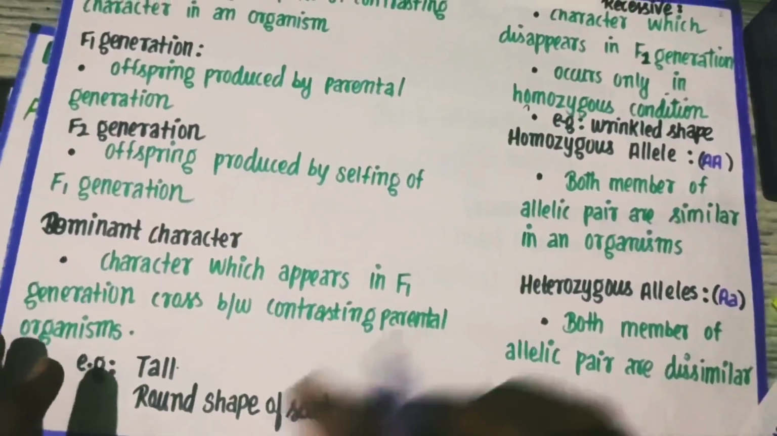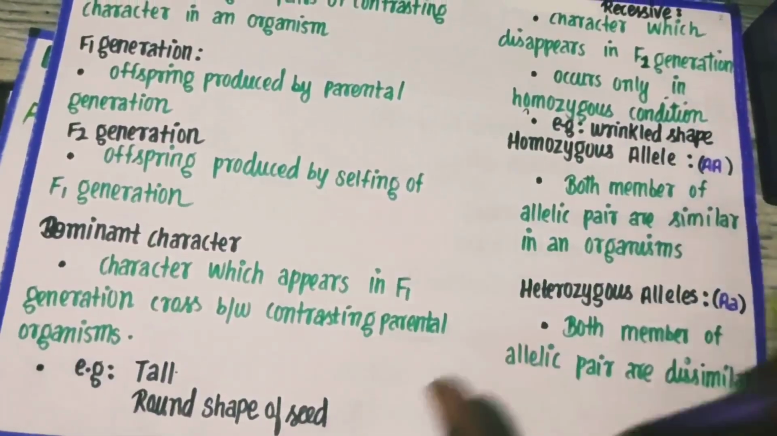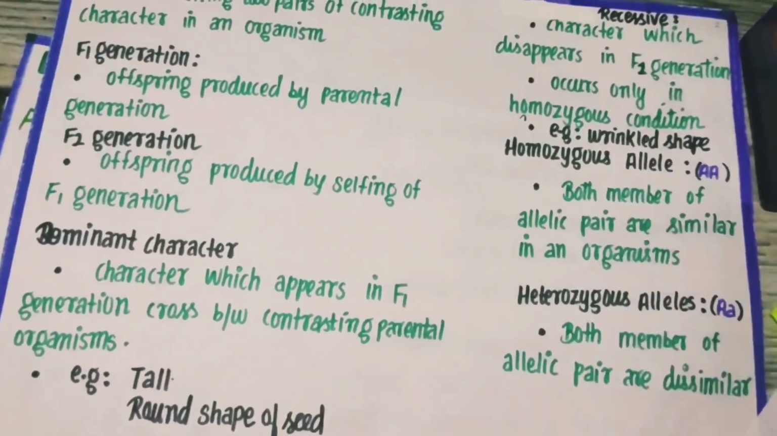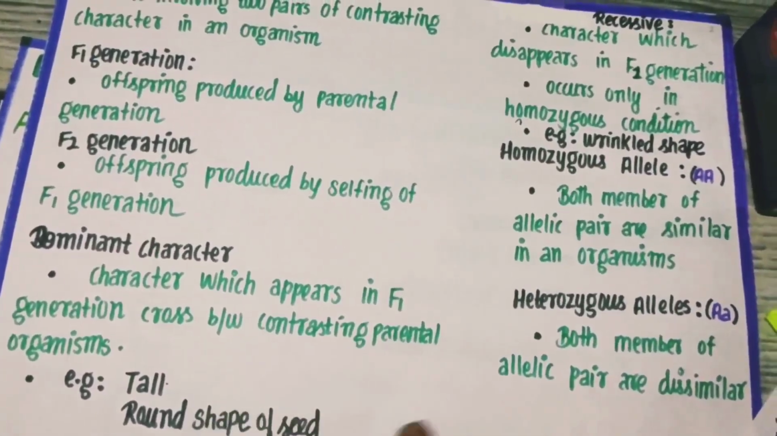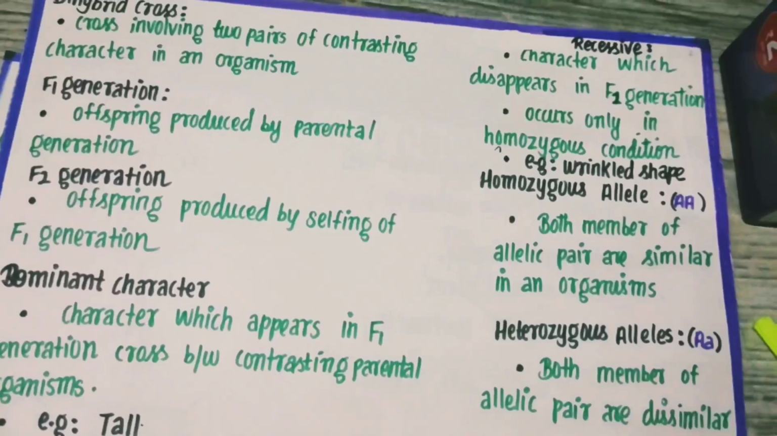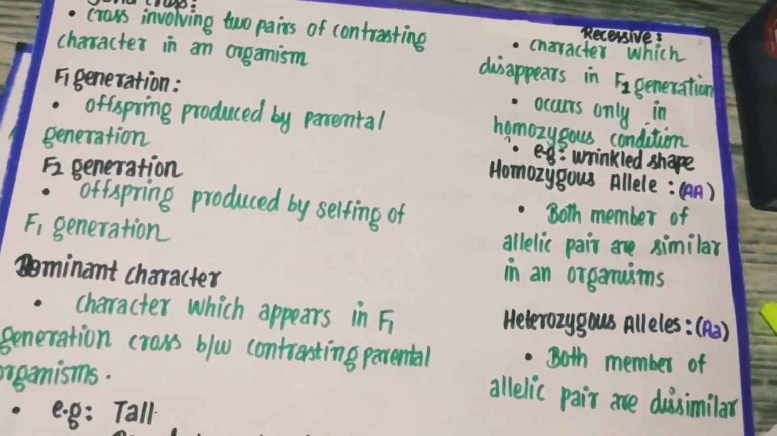If you cross a tall plant with a dwarf plant, in F1 generation everybody is tall. So what does it indicate? Tallness is the dominant character in case of pea plant. Then recessive. The character which disappears, which is hidden in the F1 generation, is known as the recessive character. It occurs only in the homozygous condition.